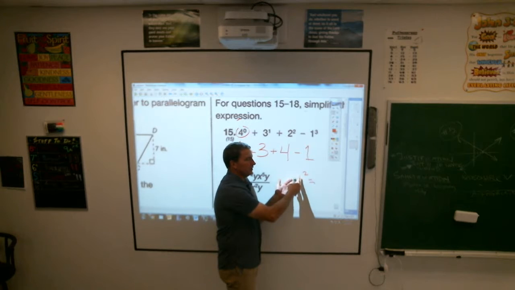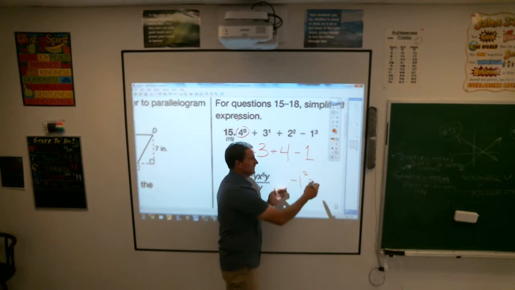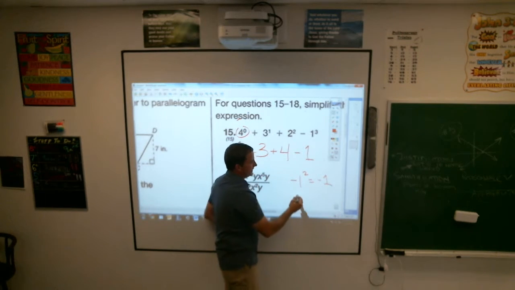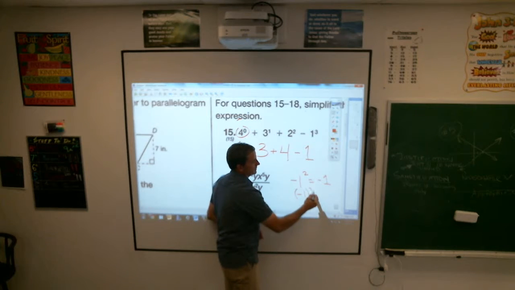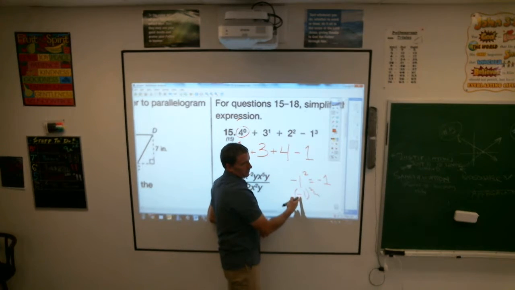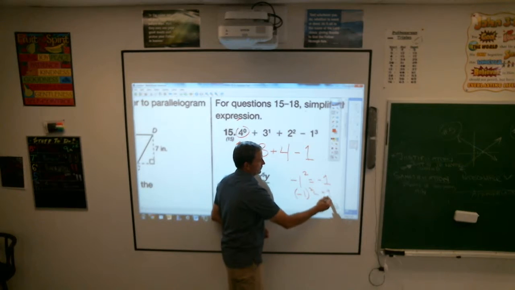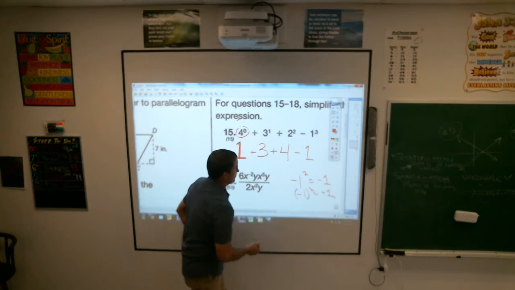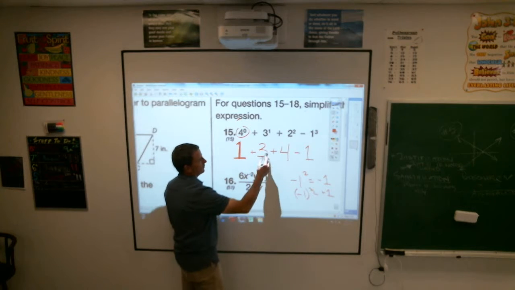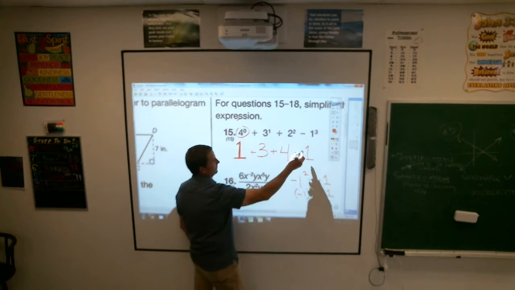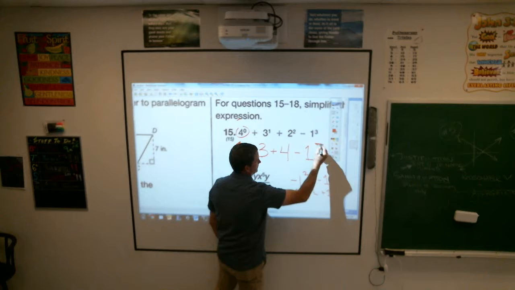It's 1 times 1, which is 1, with that. This is a negative 1. If it looked like this, then the negative gets squared. They both would have to be in parentheses, and then you get a positive 1. Negative 1, positive 1. So when you do the math here, 1 plus 3 is 4, plus 4 is 8, minus 1 is a whopping 7. Hopefully that was the answer I said.